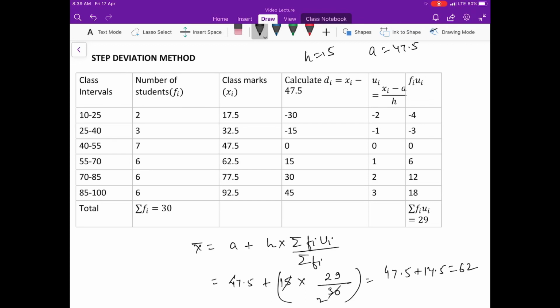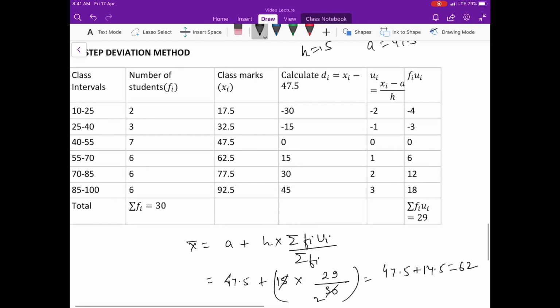Please make a note that the step deviation method and the assumed mean method also give the same answer, but it is a simplified form of the direct method and more convenient also. One more thing to keep in mind is that the step deviation method is preferable if we have a common factor in di. You can observe here 15 is the common factor in di, so it is easy to implement the step deviation method and there is less calculation.